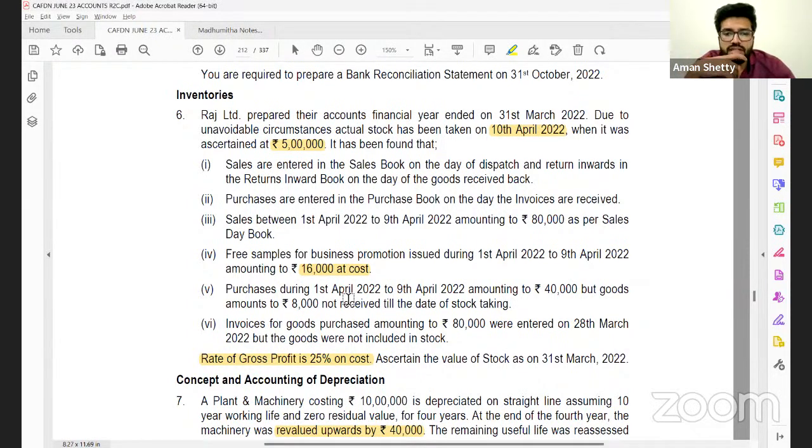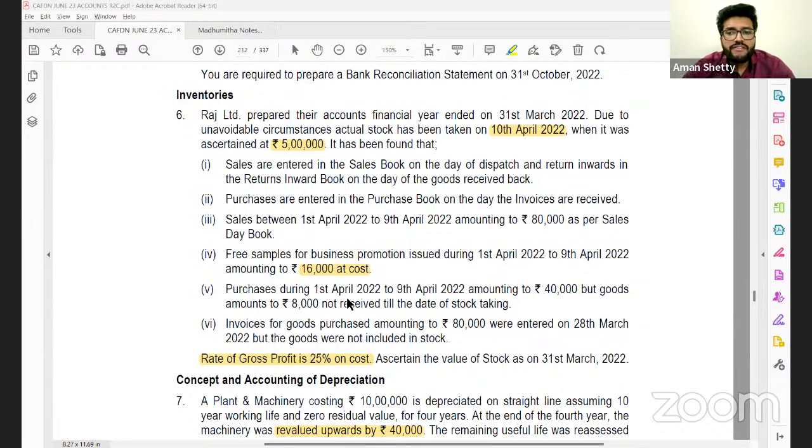Below that, 32,000 purchases made. You have to show the working. Purchases made. Write down in the inner column 40,000, less goods not received as on 9th April, 8,000. 40,000 minus 8,000. Outer column, write down minus 32,000. Correct? This you have to subtract.